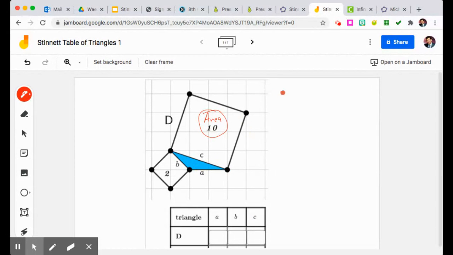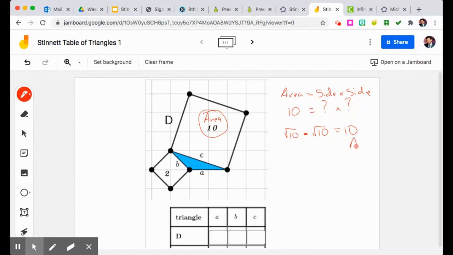So if we know the area is 10, our formula is area equals side times side, right? We know that. So what is our area here? Our area, they gave it to us, is 10. So we need to figure out what number times itself gives us 10. Well, we know the square root of 10 times the square root of 10 equals 10, right? And we've done this before.